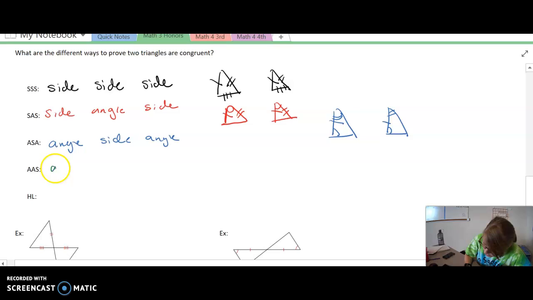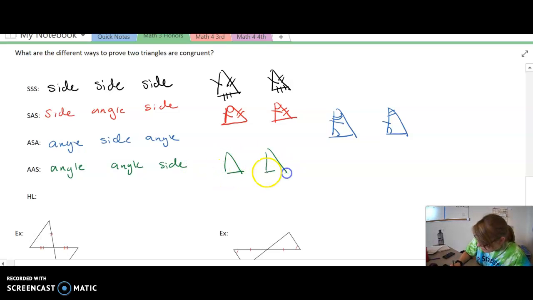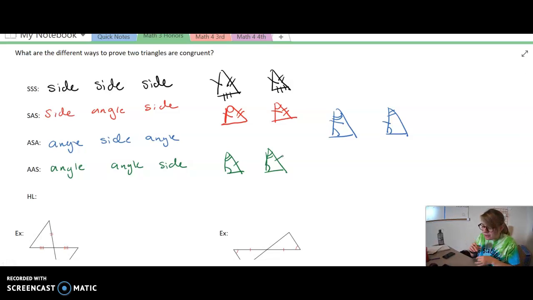Alright, our next one is going to be angle, angle, side. So again, we have my two triangles. And we're going to have my angle, my second angle, and then my side. And I realize I'm holding up the wrong numbers on my hand, but you know what? We get it. So again, this has to be in that order. If there is a side in between the two angles, it's something completely different. It has to be an angle, and then an angle, and then a side.